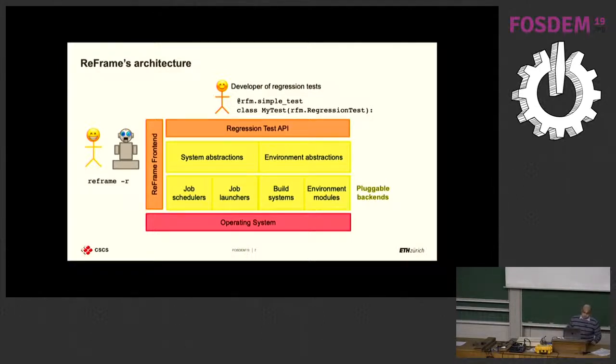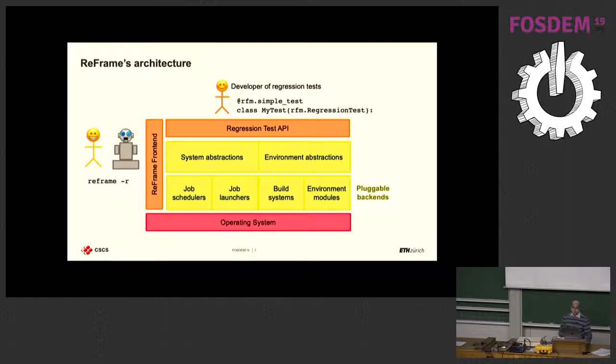For those who are developing ReFrame tests, that's not so difficult either. What you have to do is basically write a Python class, inherit from the regression test, and decorate it with a small decorator called simple test. The simple test allows us to go through what's called a pipeline that I will show you later. It also enables all the functionalities internal to the API, like the system abstraction and the environment abstraction.